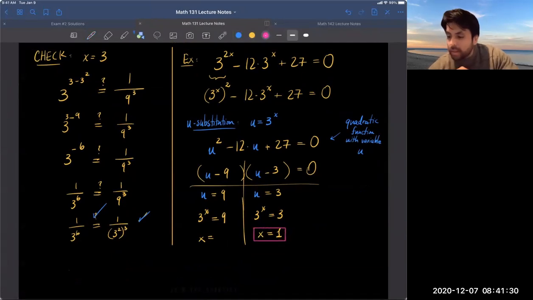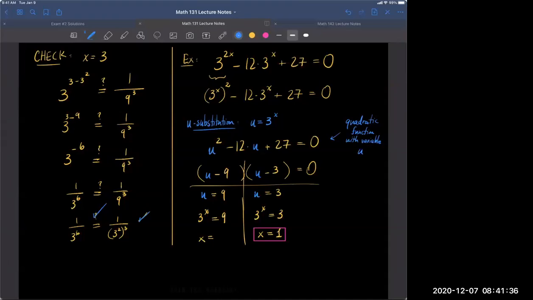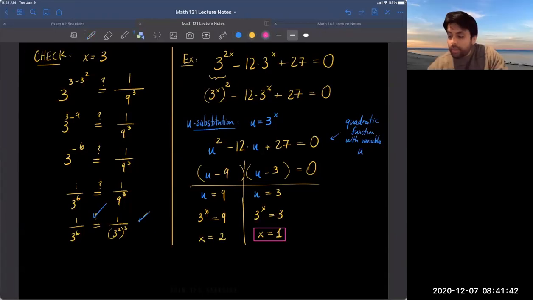And then what does x equal on the left side? 3 to what power gives me 9? 3 squared. So you got to write it as 3 squared, and then x would equal 2. There you go. You have two solutions. x equals 1 and x equals 2.